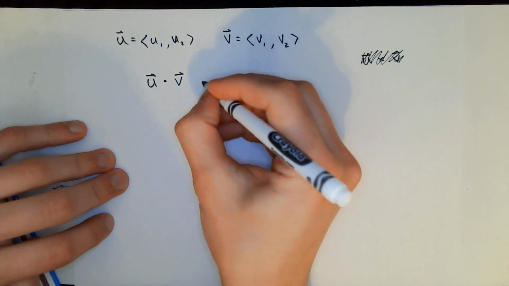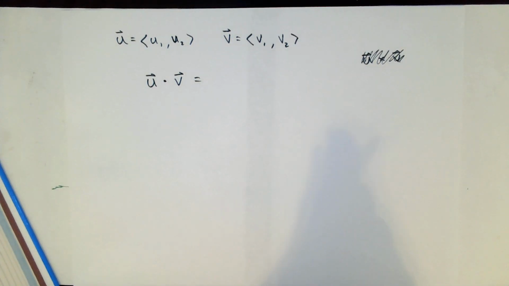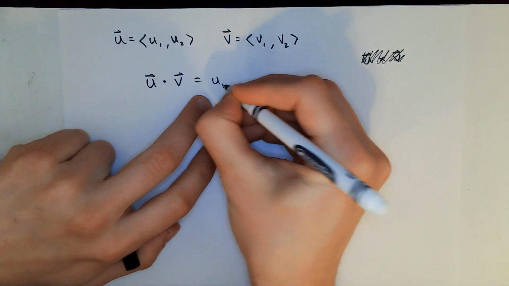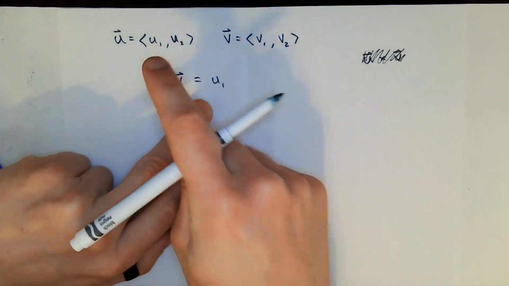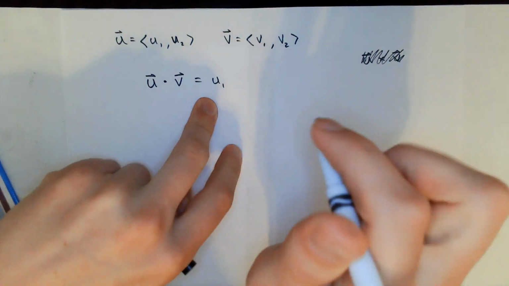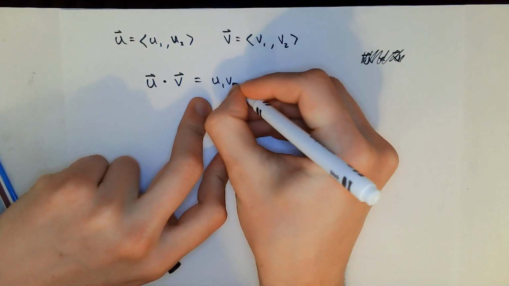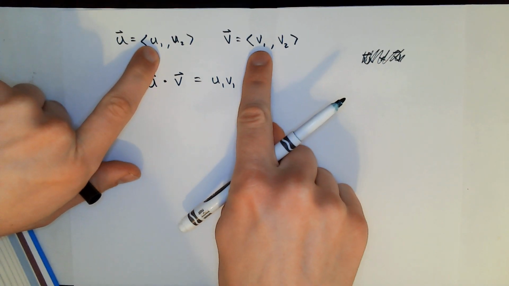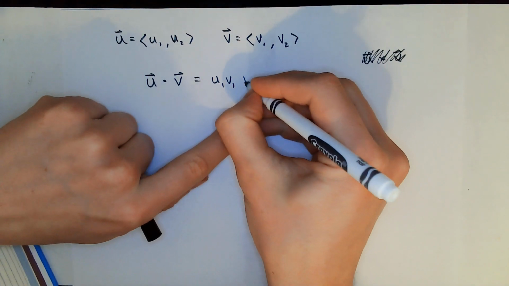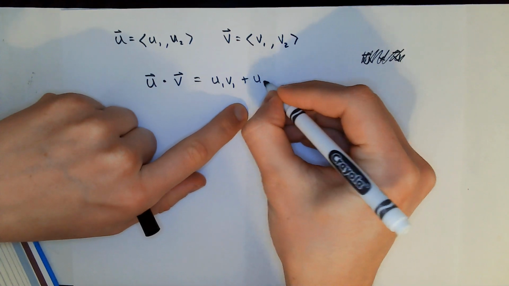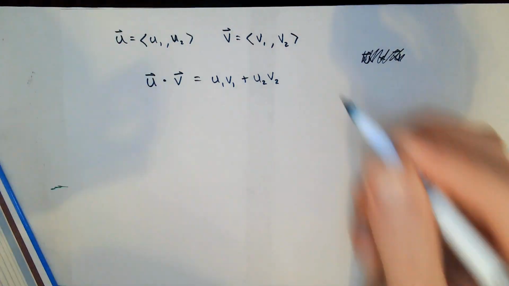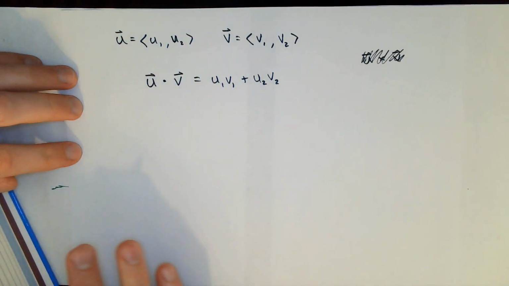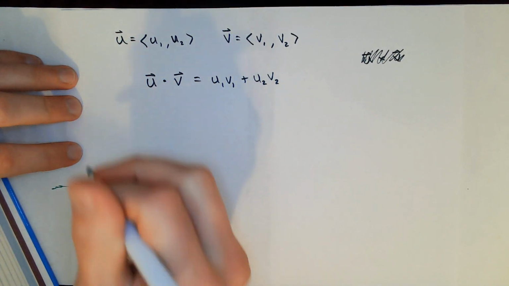Okay, what it is, it's the product of the first components of each of the vectors, U1 times V1, and that's just regular old real number multiplication, because remember, these are just numbers. And then plus that same product, but for the second components. There. That's it. That's a dot product. So it's very easy to calculate. You can do it in your head, right?